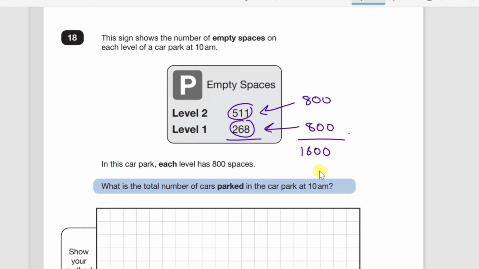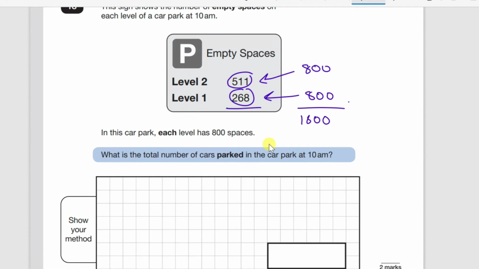And this is how many spaces were used, or how many empty spaces there were. So let's add up these two numbers, yeah? 511 plus 268. Well, 1 plus 8 is 9, 1 plus 6 is 7, and 5 plus 2 is 7. So now, that's how many empty spaces there were. How many cars were parked? That's the difference of these two numbers.